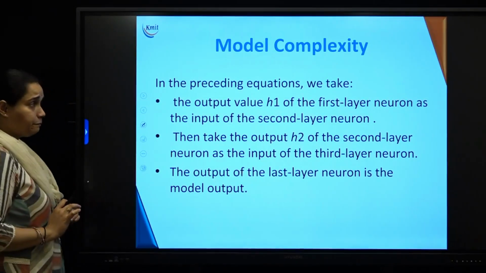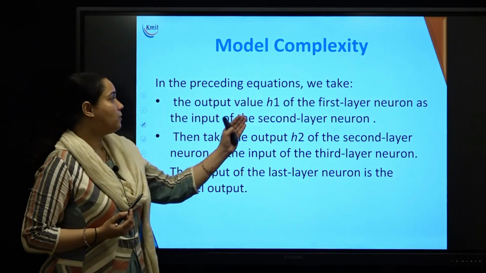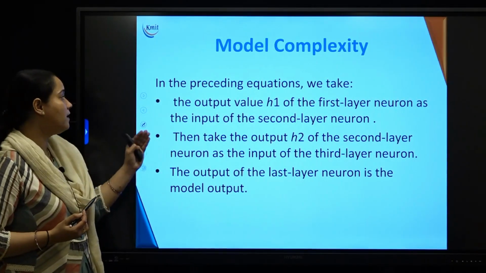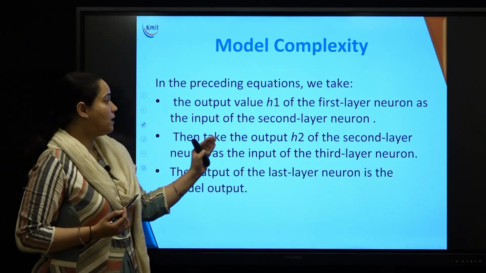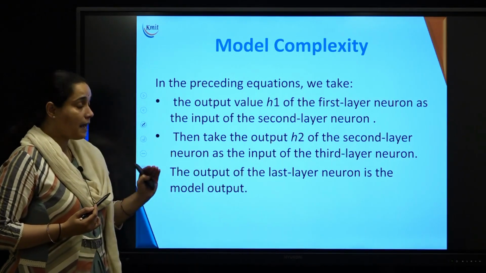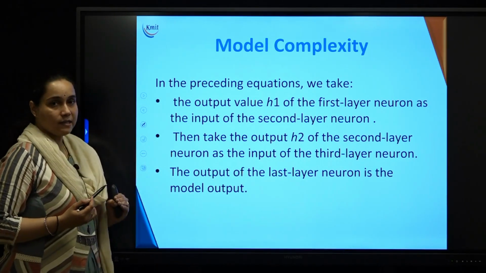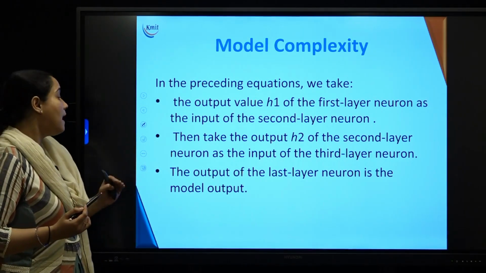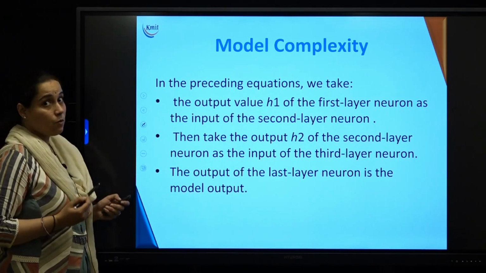So you will see in the preceding equations that we discussed, the output value H1 of the first layer neuron is serving as an input to the second layer of neuron. It will take the output H2 of the second layer of neuron as the input of the third layer of neuron, and then finally the last layer is going to be the output, and it is the output of your model. So this is what we are trying to do.